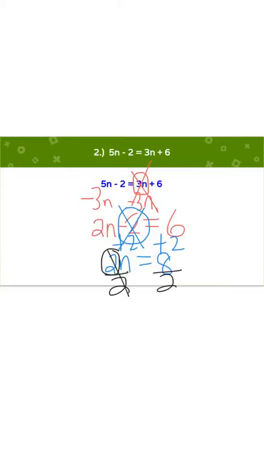That cancels out the 2 and leaves you with n equals a positive divided by a positive is a positive, and 8 divided by 2 is 4. So your answer is n equals 4.